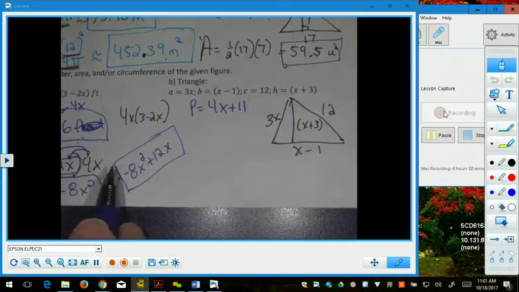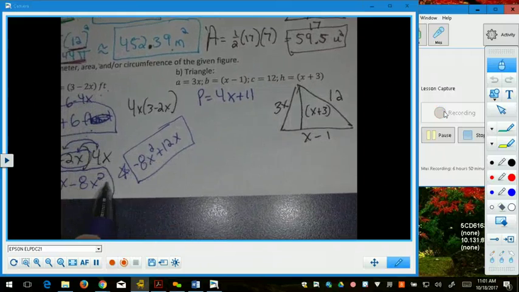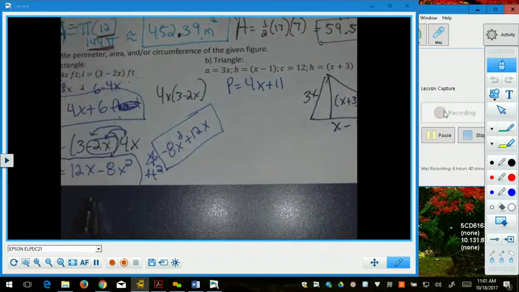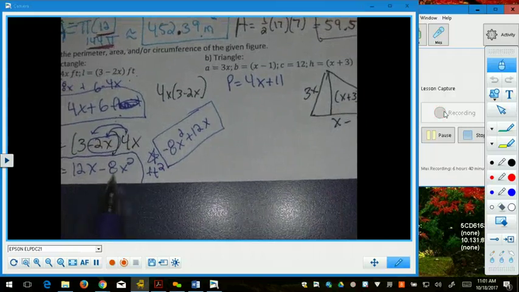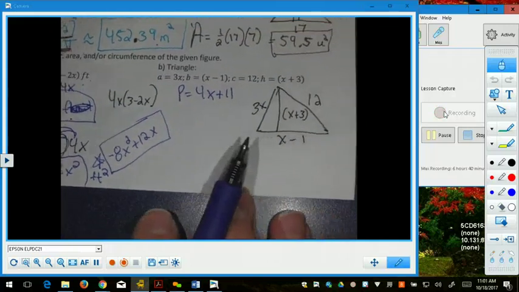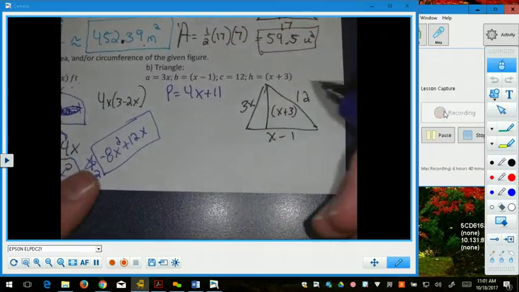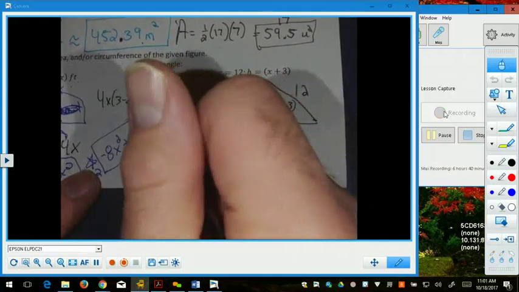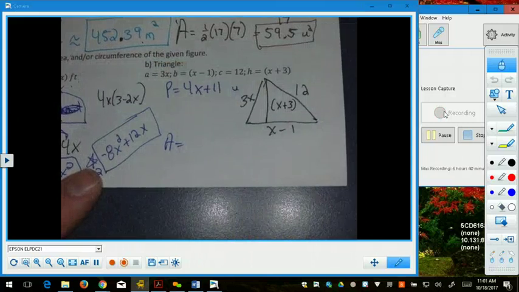Oh, by the way, because they told us it was feet on our area, we should write feet squared on the outside of that, because whatever x is, when you plug it in, you get a number that'll be that many feet squared. When they didn't give us a unit, I'm just going to write units, or U for units. Our area is going to be a little different for this one.